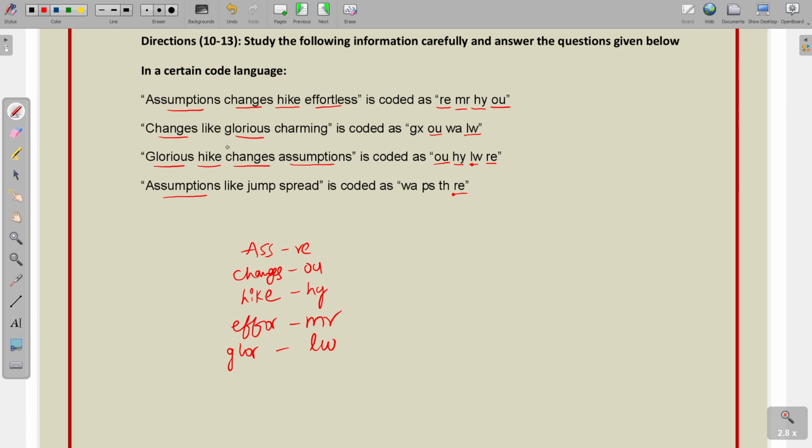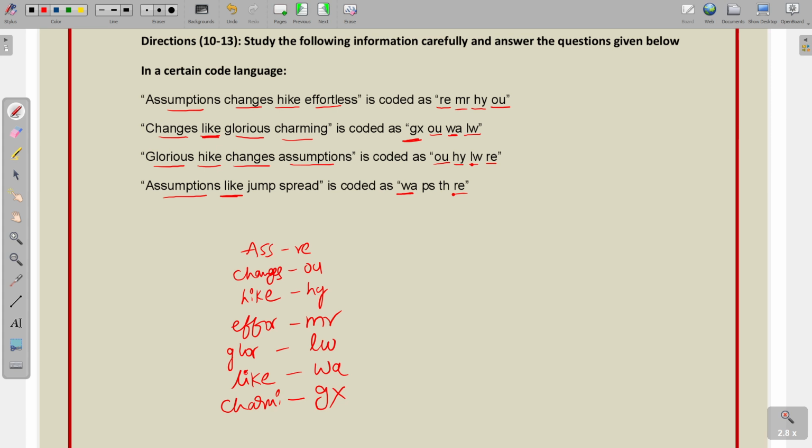And next, like is here and like here. In the second and fourth sentences we have the word like. So WA is in the second sentence and WA is in the fourth sentence. What is the code for like? WA is the code for like. And next, the remaining charming is only in the second sentence. So what is the code for charming? That is GX.